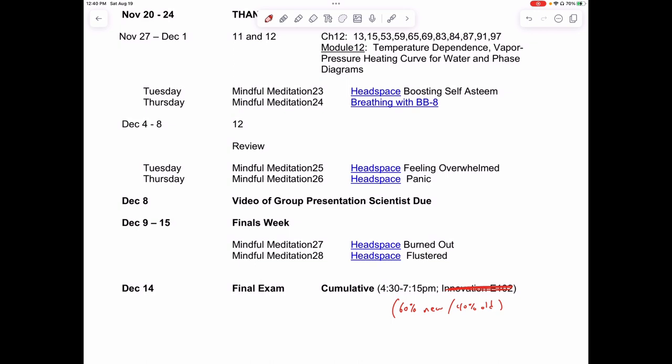Where we're supposed to be is 4:30 to 7:15 p.m. on the 14th in Innovation, E102, but we're going to do this just like we did with the mid-semester exams. I'm going to give you 3 days to do the exam. It's up to you when you decide to do that. Access accommodations are good because it is more of a cumulative exam.